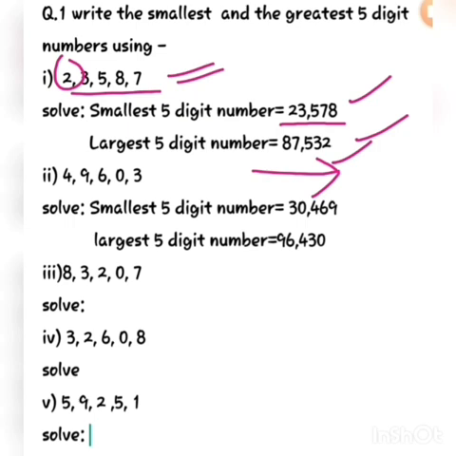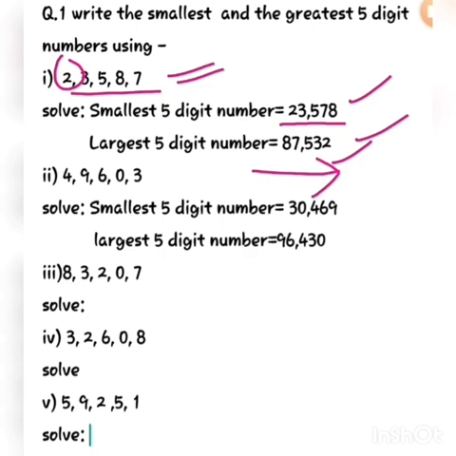So the next question, student, the digits are 4, 9, 6, 0, 3. Here also we have to form the smallest 5-digit number. Here we have to start from 3. So write 3, then the next digit is 0, then the next is 4, then 6, and then 9.